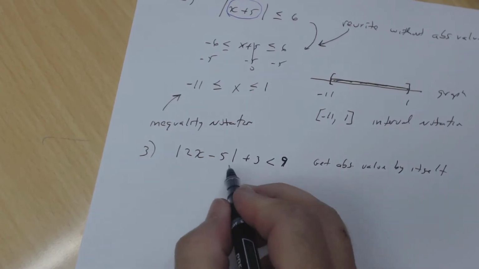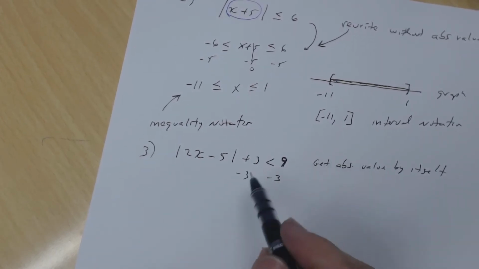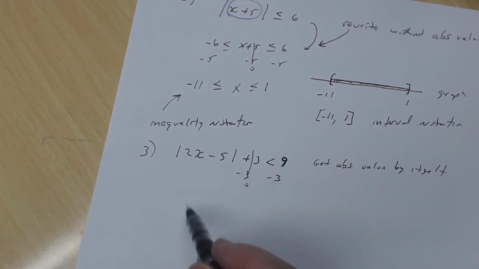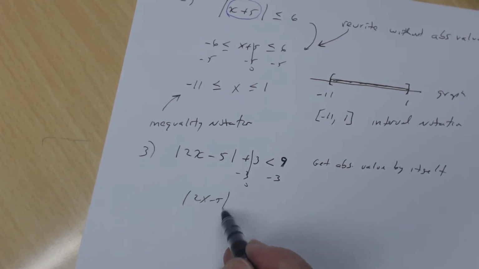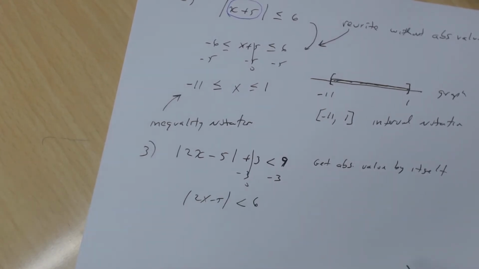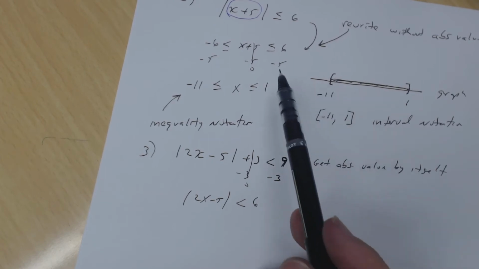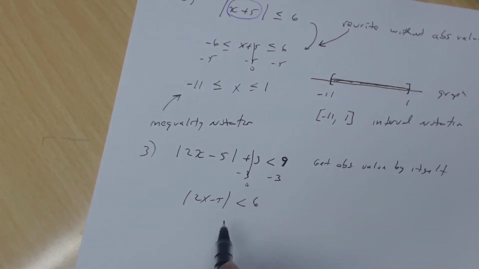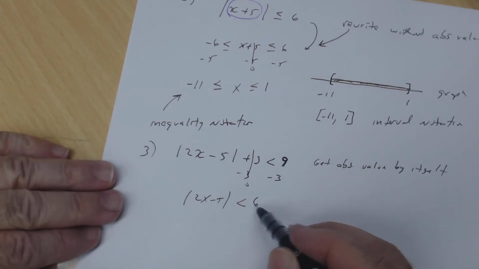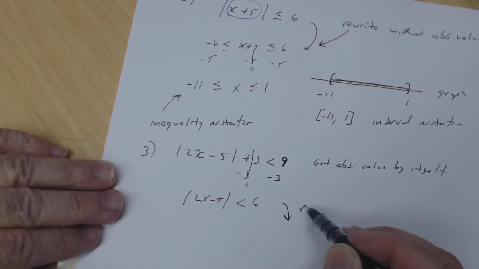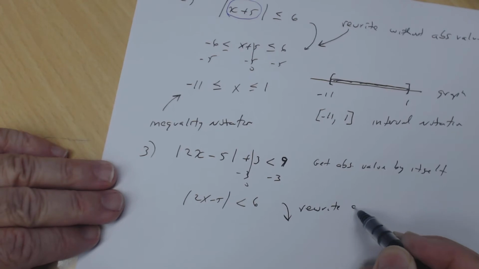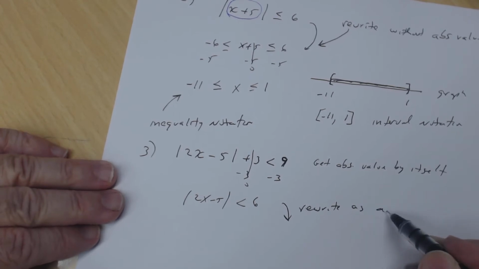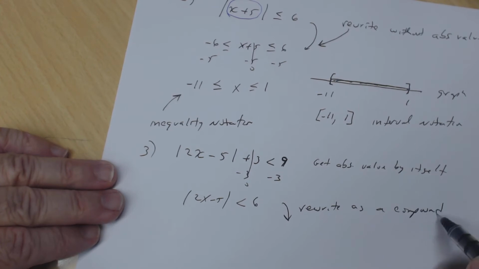Okay, so I'm going to subtract 3 from both sides. Combining like terms, I get the absolute value of 2x minus 5 is less than 6. Now, you're going to rewrite it without absolute value bars. So remember that for absolute value less than, you rewrite it as a compound inequality.